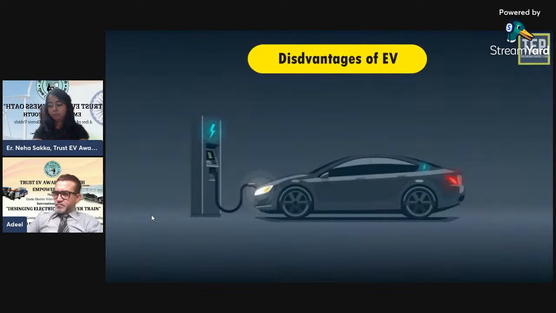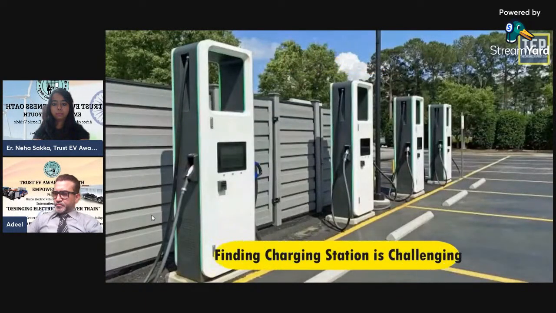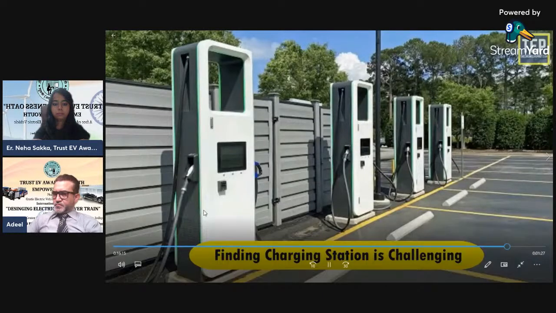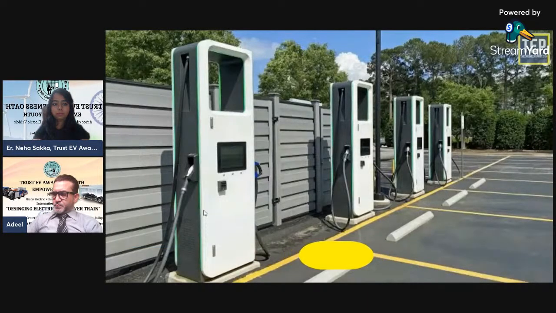The main drawback of an electric car is finding a charging station. Even though you can charge an electric vehicle at home, finding a charging station can be a challenge if you're driving through the countryside or on a long-distance road trip. This will continue as demand for charging stations increases.